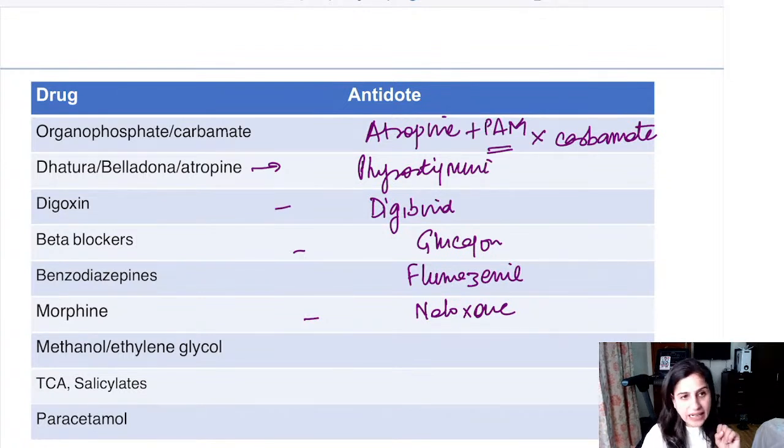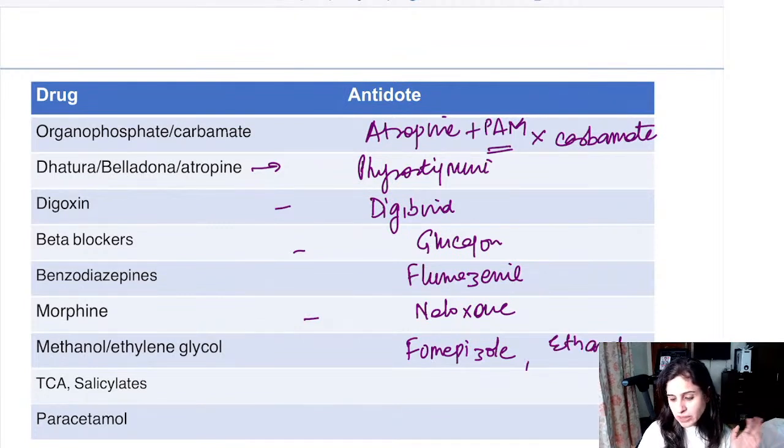Methanol or ethylene glycol. The antidote is fomepizole. Okay? Some books, we can also use ethanol. But if the choice is given, actually prefer fomepizole. If not given, then you can always write ethanol. But if both are given, then prefer to write fomepizole.